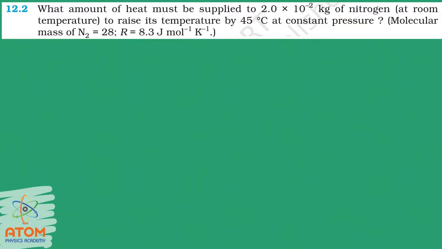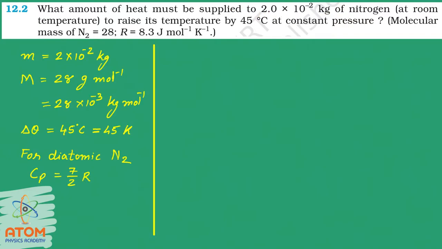So here the question is that you have been given nitrogen and you have to increase its temperature by 45 degrees Celsius at constant pressure. Then what is the heat required? The mass of nitrogen is given. First of all, let us note down all the values given.